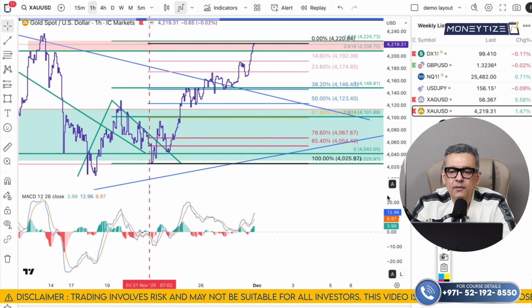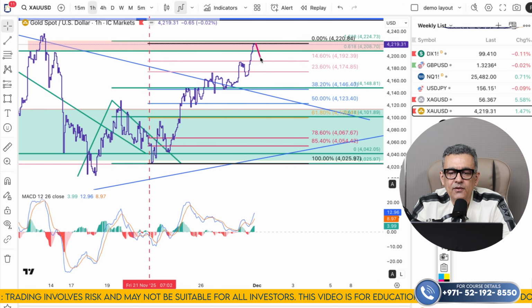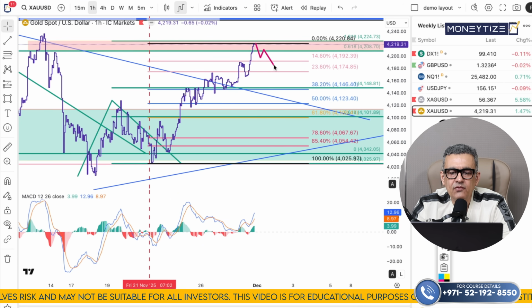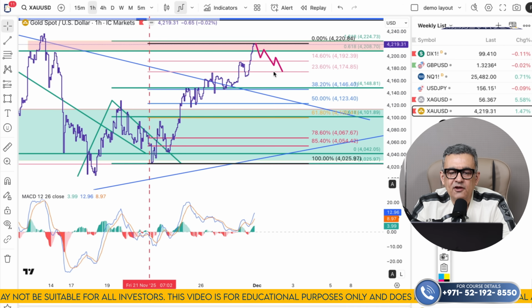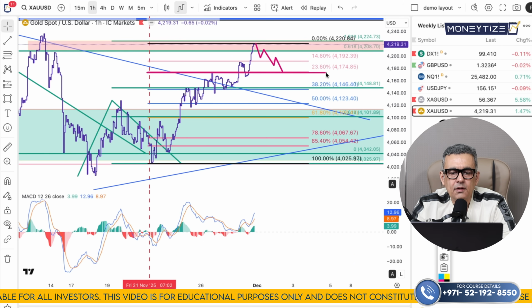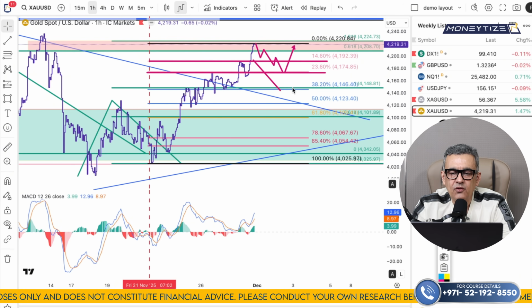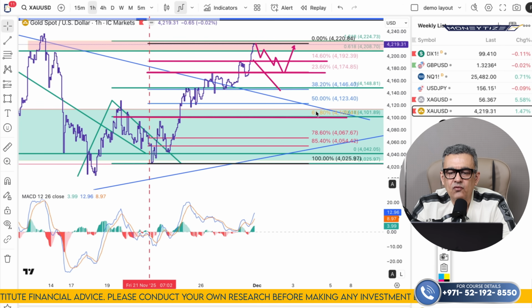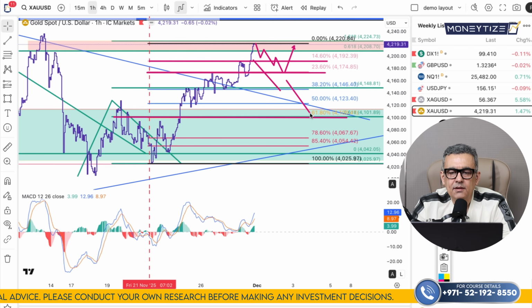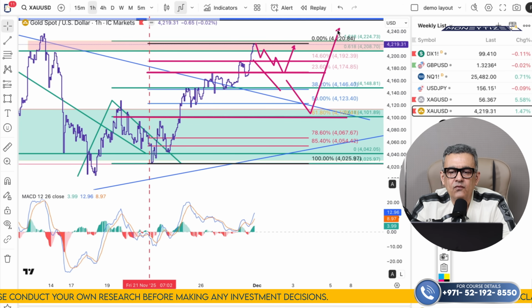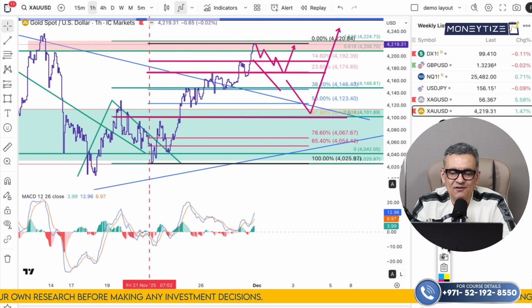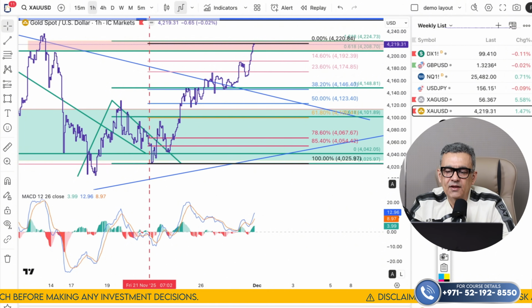So the first drop towards 4192, followed by 4175. We can expect this zone as a valid support area. So this is my first area of entry. My second area of entry would be around 4150, 4145. And my third area of entry would be around the 4100 mark. And then I will hold it for the target of 4260 to 4266, followed by 4295.